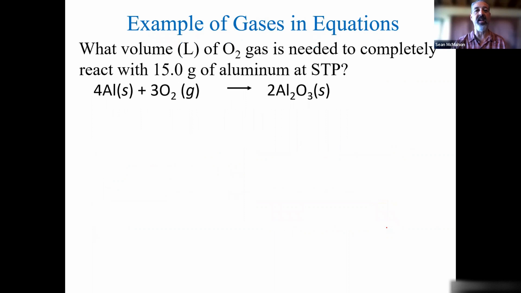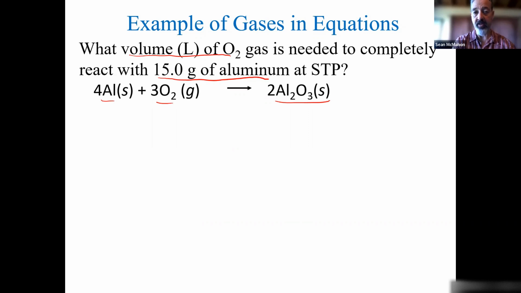We did this last time, and this was: what volume of O2 is needed to react with 15 grams of aluminum at STP? So again, I'm given a quantity of a substance, and I want to know a different quantity of a different substance, and I know there's a reaction. They give me the balanced equation. They don't have to. They could have said it was a combination reaction with aluminum and oxygen, and then you would have written out the aluminum oxide and balanced the equation.